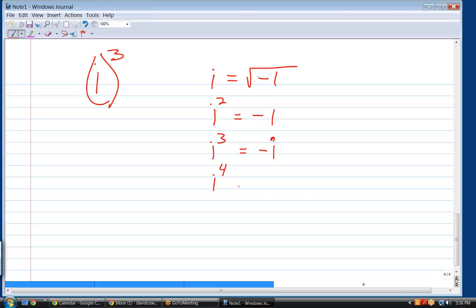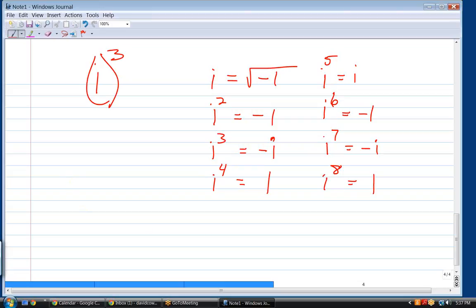And i to the fourth, I don't know. i squared times i squared, negative 1 times negative 1 is positive 1. Now I go through each of these 4 because there's a sequence here. i to the fifth equals i. i to the sixth equals negative 1 again. i to the seventh equals negative i. And i to the eighth equals 1. In other words, every multiple of 4 repeats itself.